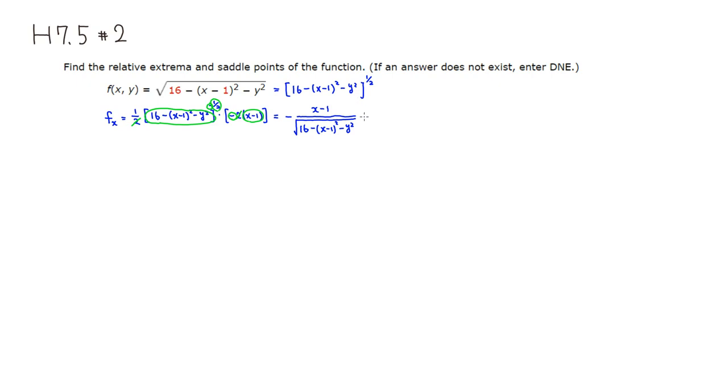If you set this equal to 0, you can see that we just have to worry about the numerator equal to 0. So it's going to be x equals 1.